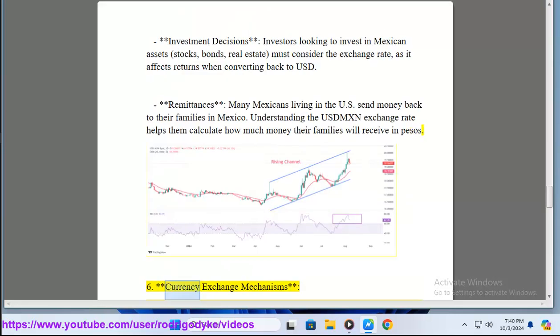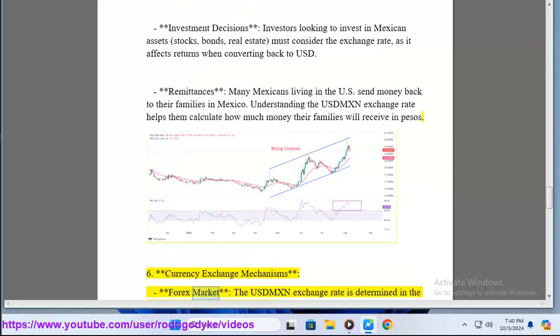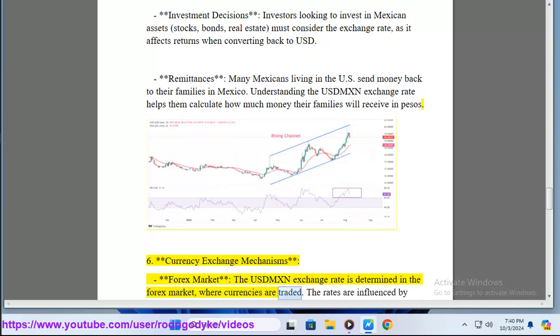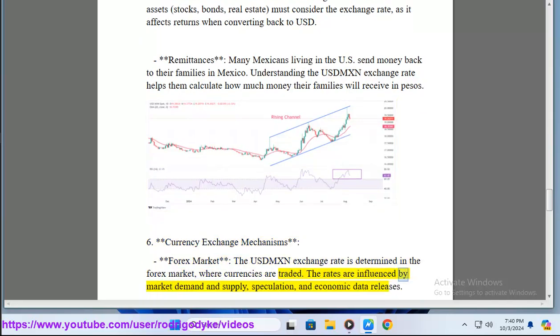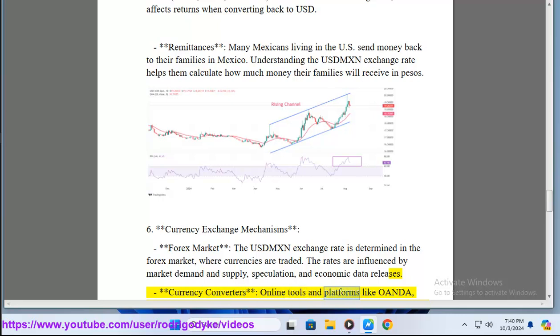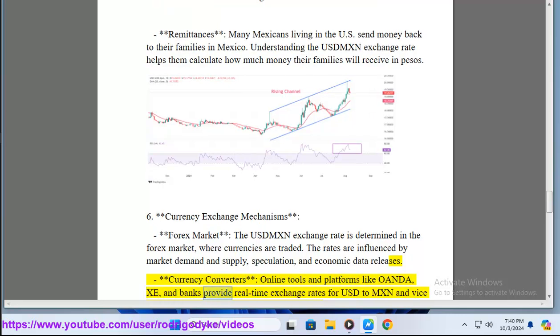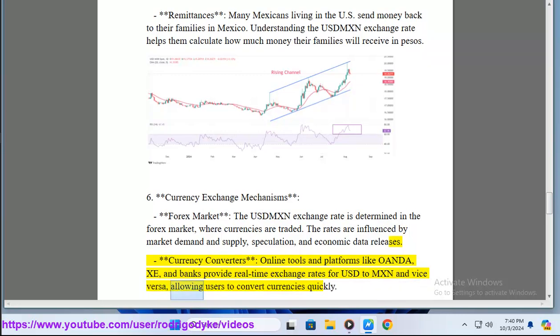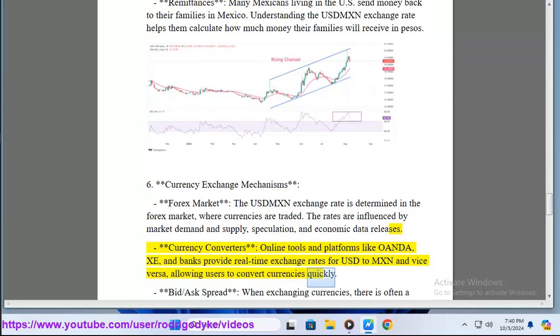6. Currency exchange mechanisms. Forex market. The USDMXN exchange rate is determined in the forex market, where currencies are traded. The rates are influenced by market demand and supply, speculation, and economic data releases. Currency converters. Online tools and platforms and banks provide real-time exchange rates for USD to MXN and vice versa, allowing users to convert currencies quickly.